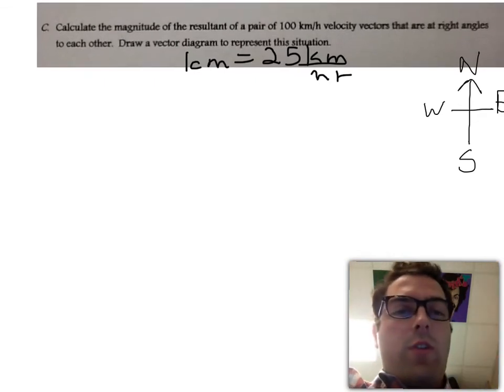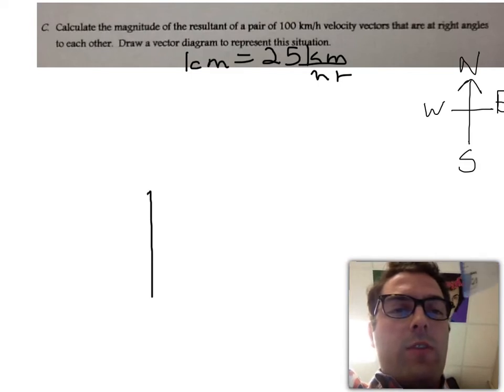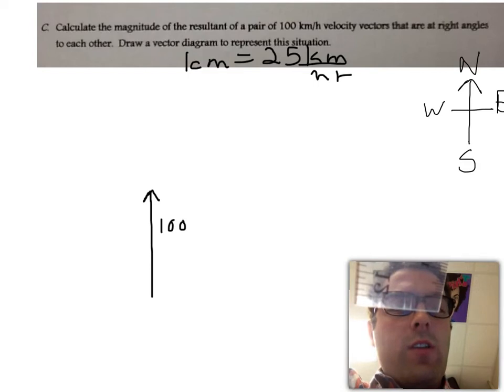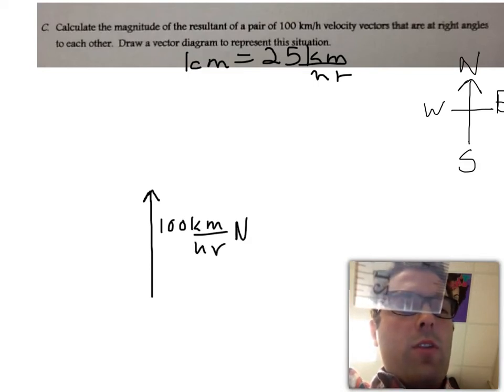So we're going to draw him in there. Four centimeters up, because we said that the first guy is going north. I'm going to label him. He's going to be 100 kilometers per hour north.